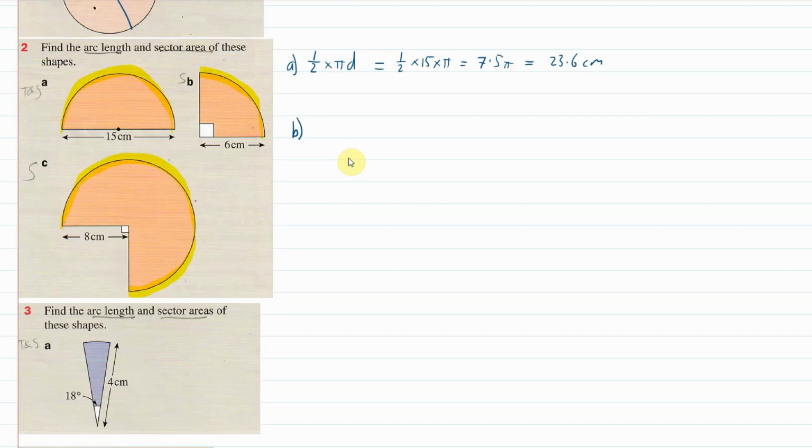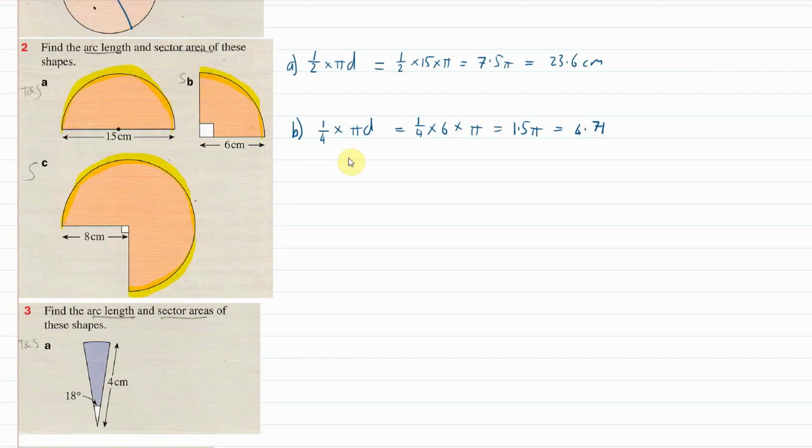And B, this is a quarter circle, so we're going to go a quarter times pi d, which in this case is equal to 1/4 times 6 times pi. So that's 1.5, isn't it? 1.5 pi, which is equal to, if we round it to three significant figures, 4.71.